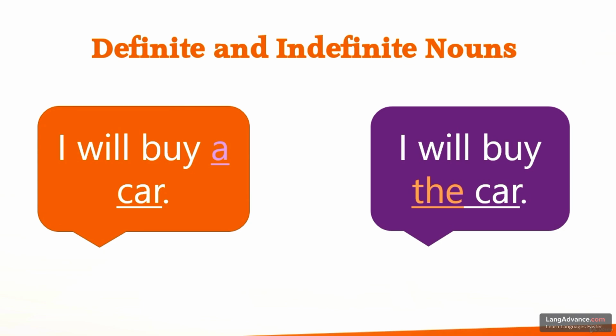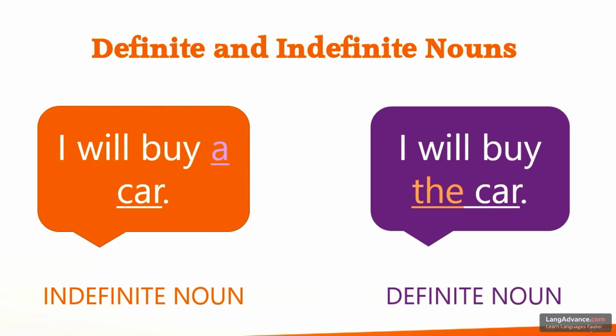We use a car when we don't have a specific car in mind. When I say I will buy the car, it means the person I'm talking to knows which car I've decided to buy. So the car is very specific, but a car is not specific. And in grammar, we call this an indefinite noun. So a car is an indefinite noun. The car will be a definite noun.